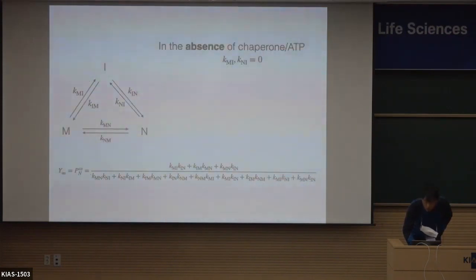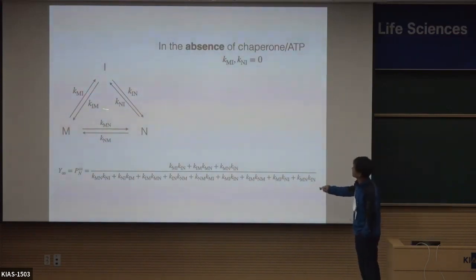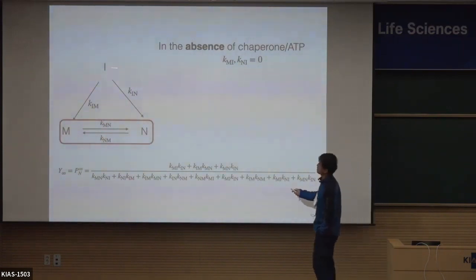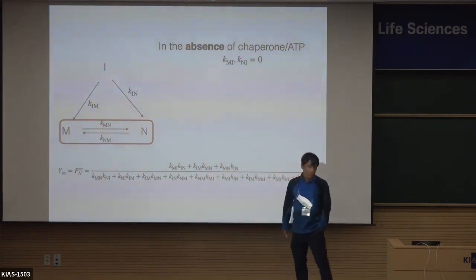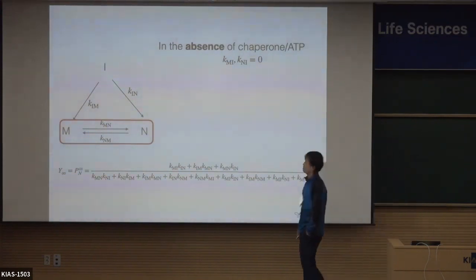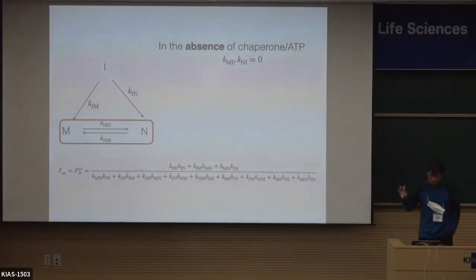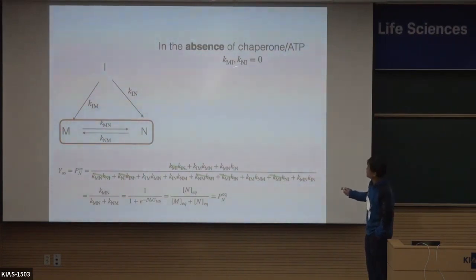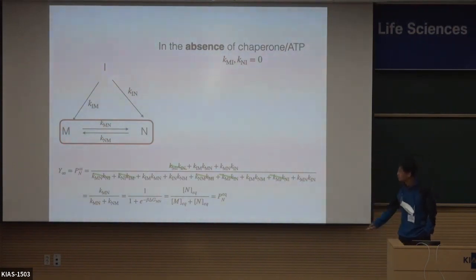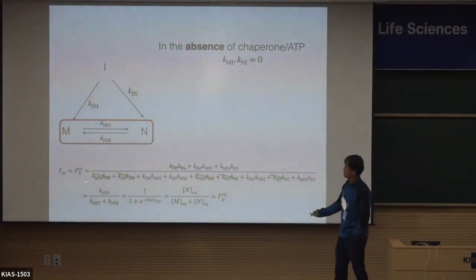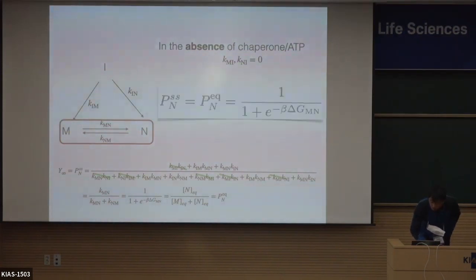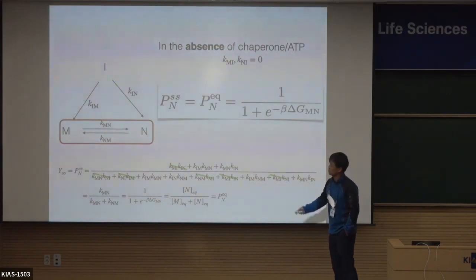So in the absence of a chaperone, k_MI and k_NI are zero. In this case, you can erase these two reverse arrows, and then what happens is that this RNA or protein gets into these two states, M and N, and as long as you can wait for a long time, then these two species will be equilibrated. Well, this is just a hypothetical situation. If you wait for a long time, then in the absence of chaperone, you get to the equilibrium distribution. You just get rid of k_MI and k_NI, erase all the terms associated with these rate constants, and then you obtain this expression. So the steady state expression for native states is nothing but the equilibrium probability for the native states, which is dictated by the stability difference between the misfolded and native states, right?